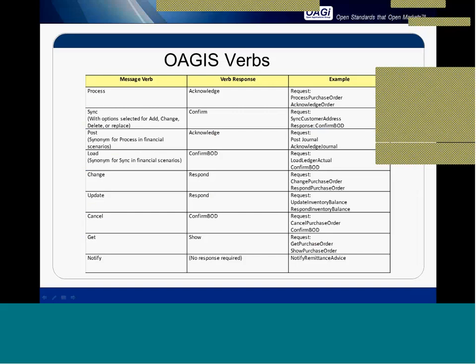And so the process is responded to by an acknowledge, for example. A change would be responded to by the respond verb itself. And then one of the more used ones are a get and a show if you just want to get access to data. And then one that's used quite a bit if you just want to send someone a notification that it occurred, like here's notify remittance advice as an example of this.